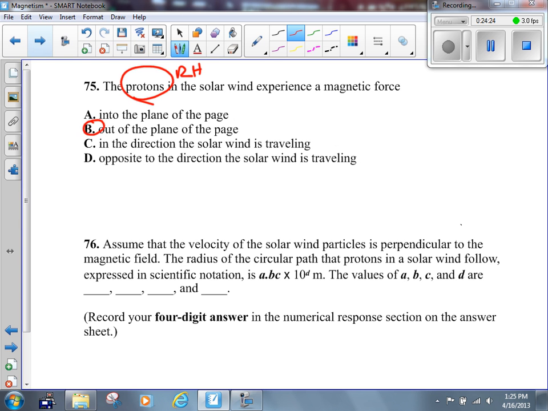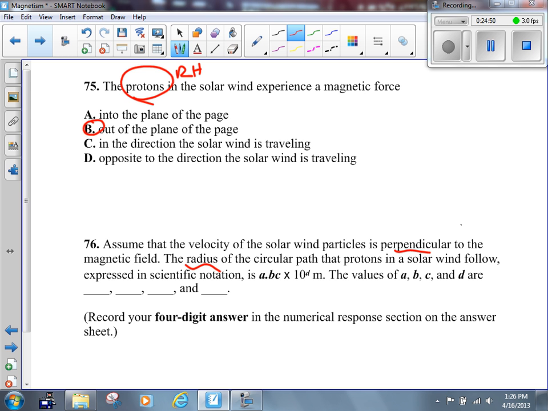Now, question 76 tells us that the velocity is perpendicular to the magnetic field. That allows us to assume that the equations that we've learned for this are still valid. F is equal to qvB, F is equal to mv squared over r, and then the combination of them. We want to find the radius. What do we usually do when we're looking for radius? Which setup do we almost always do?